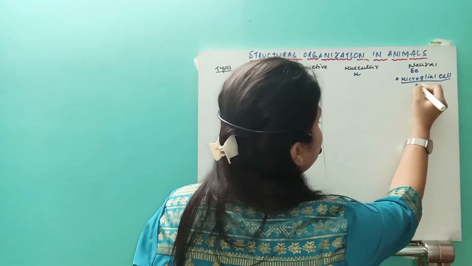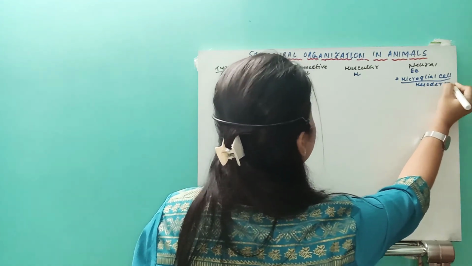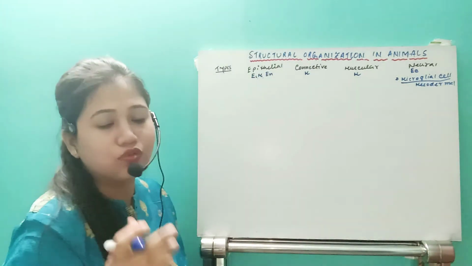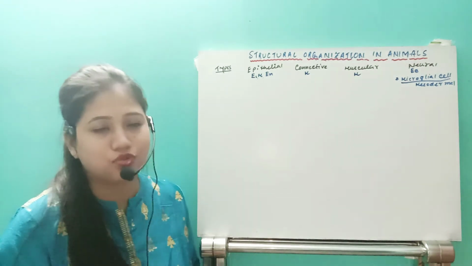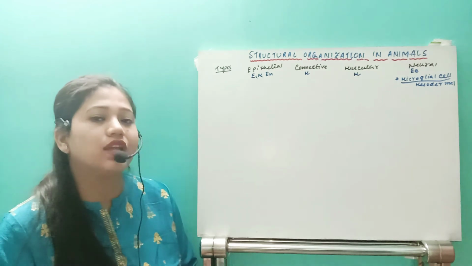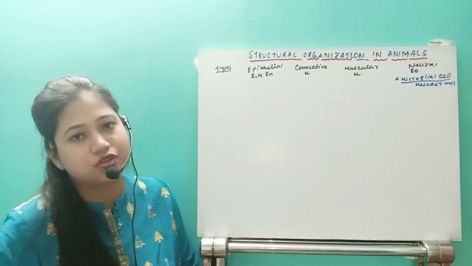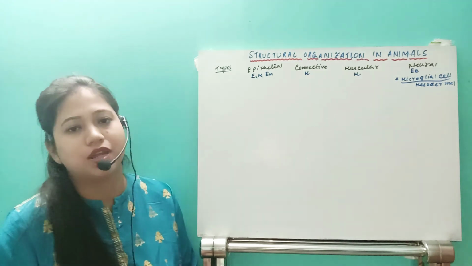And this microglial cell is mesodermal in origin. Otherwise, all the other neural tissue is only ectodermal in origin. If you see connective and muscular tissue, then it is mesodermal in origin. If it is the epithelial tissue, then we have the three germinal layers: ectoderm, mesoderm and endoderm.